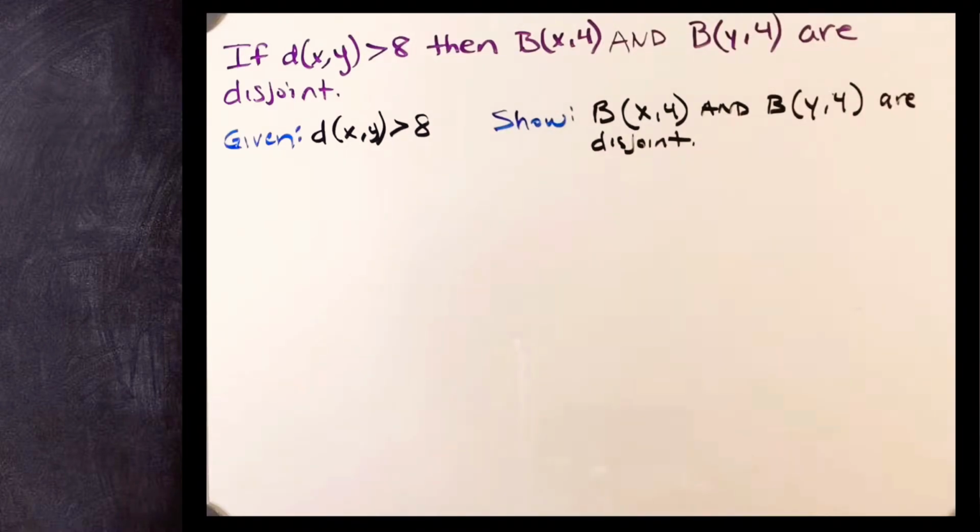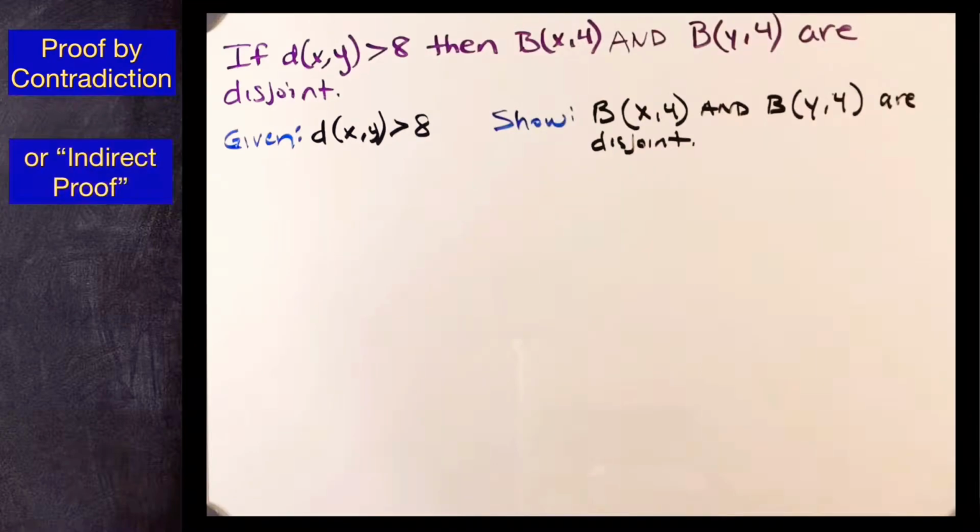Now let's go on to stage 2 of our setup, where we're going to choose the type of proof. We're going to use a proof by contradiction, also known as an indirect proof. I'm choosing this because the proof by contradiction allows us to look at the show statement and blatantly challenge whether that statement is true or false. Now, I can take an opposing view, which in this case will be the opposite of the show statement. So where it says the ball from X to 4 and the ball from Y to 4 are disjoint, the opposing statement would be the ball from X to 4 and the ball from Y to 4 are not disjoint.